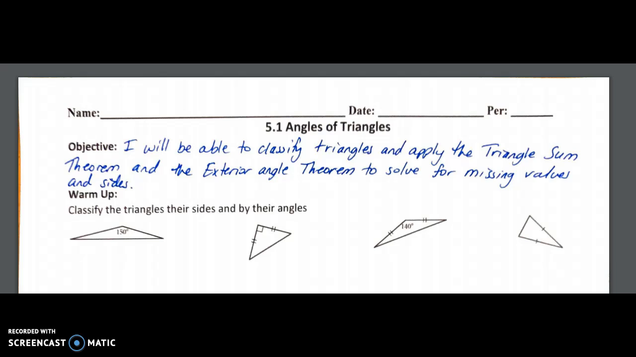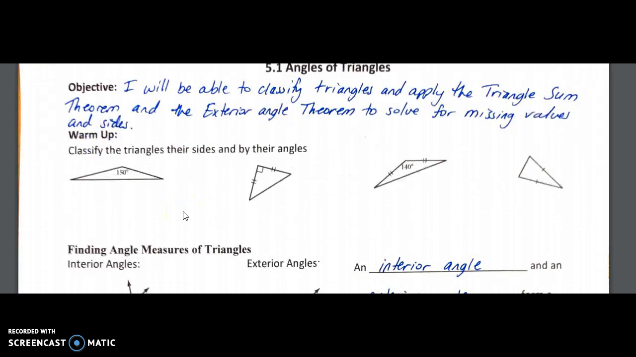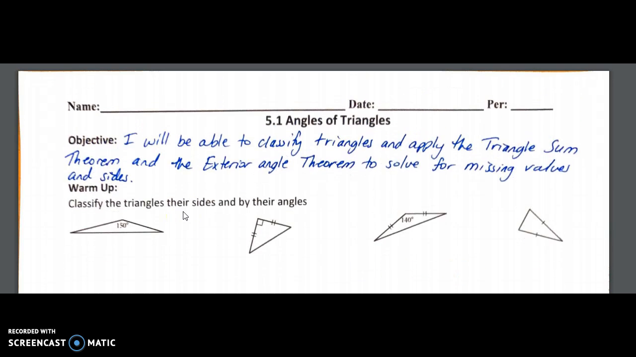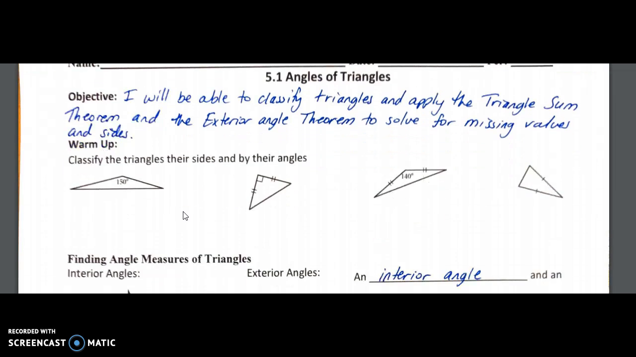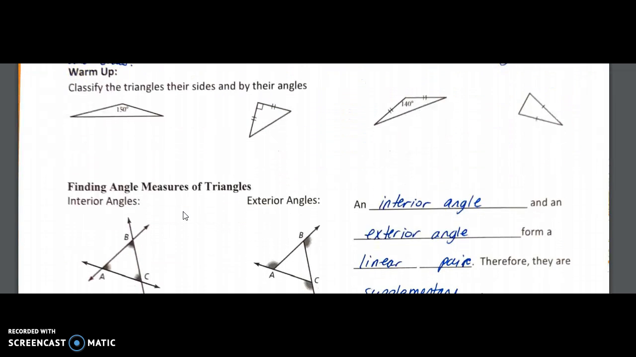Okay, so hopefully the sub went over your classifying triangles by their sides and their angles, so you guys can correct them with the sub. I've left the answer key. Okay, so based on your lesson for today, let's go ahead and get started.